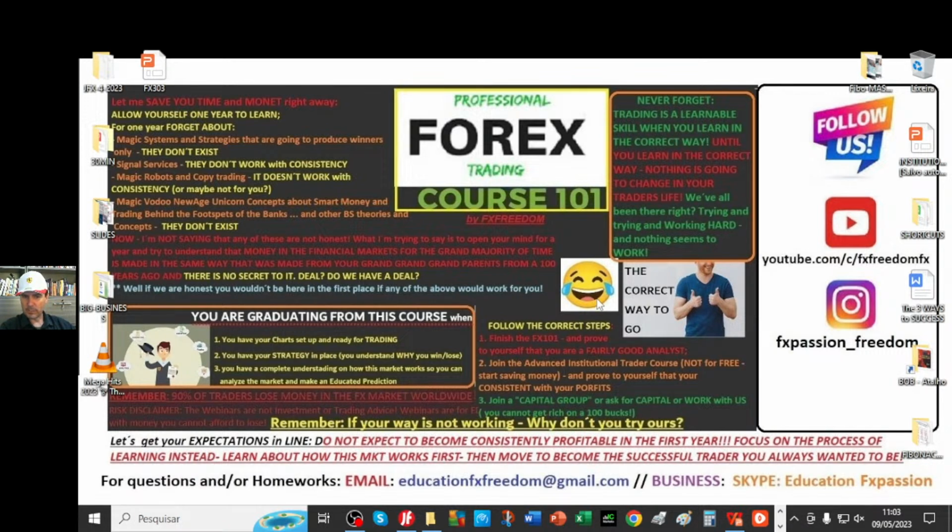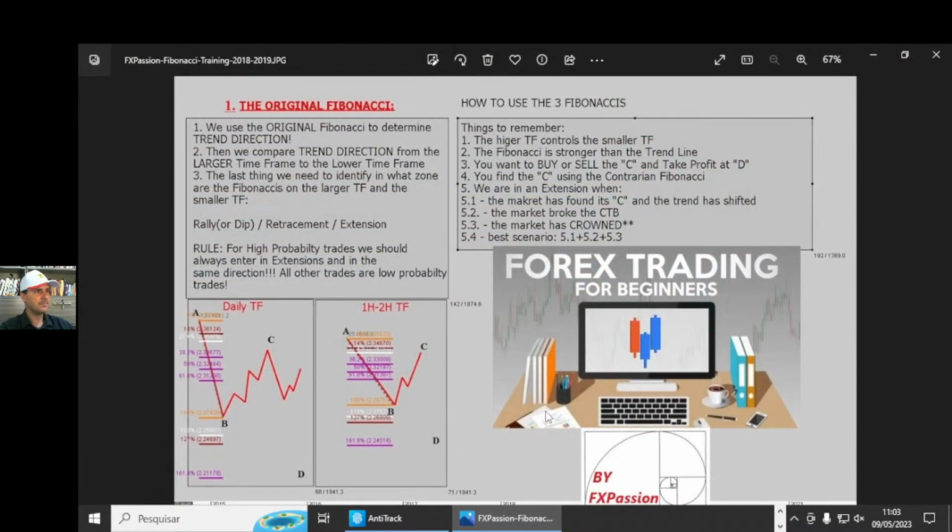Alright, today we have Fibonacci, the Fibonacci ratios, and the original Fibonacci. Take a screenshot of this, everybody, or send me an email so I can send you the picture. The original Fibonacci, number one, we use the original Fibonacci to determine trend direction.